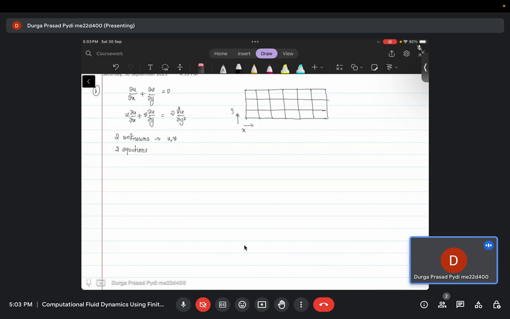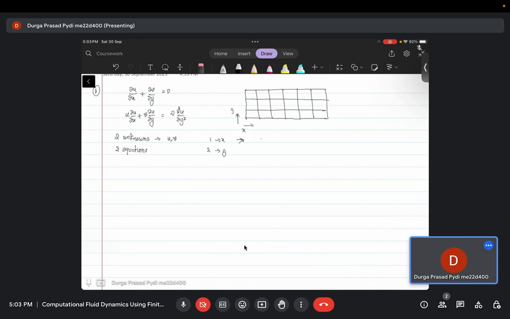The next question is, how many boundary conditions do we need to have? If you see the equation, it is first order in x and second order in y. So we need to appropriately write the boundary conditions. So along x, what are the boundary conditions we have?